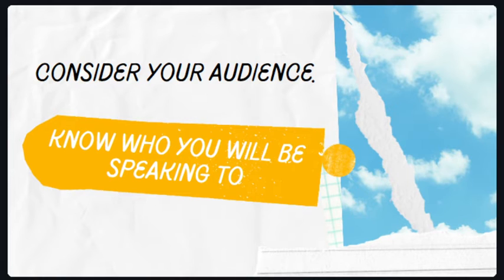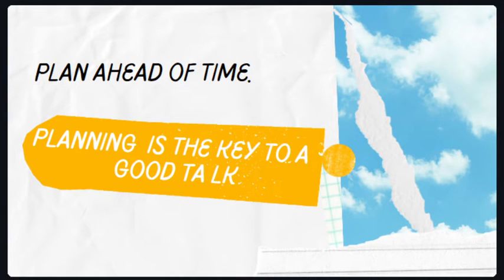Number 4, plan ahead of time. Cramming will reflect in the way you speak and behave in front of an audience. This is something any speaker would not want to happen. That's why planning everything is key to a successful speaking engagement. So planning is the key to a good talk.